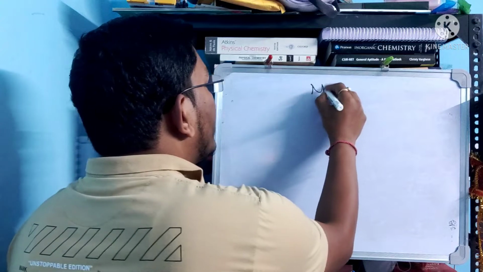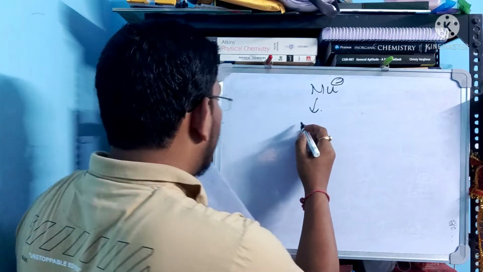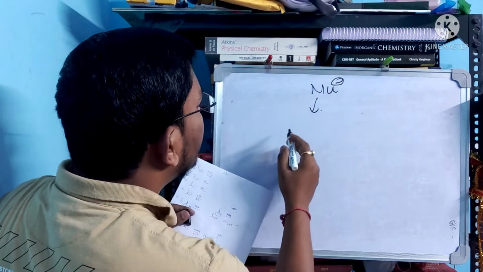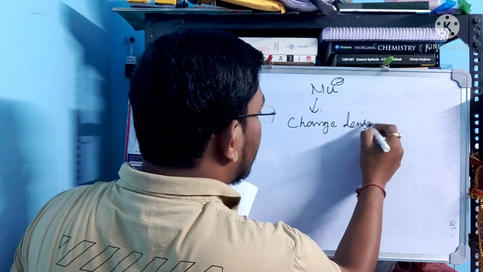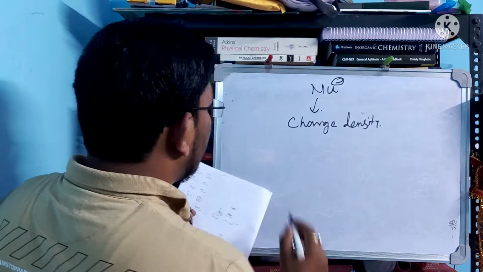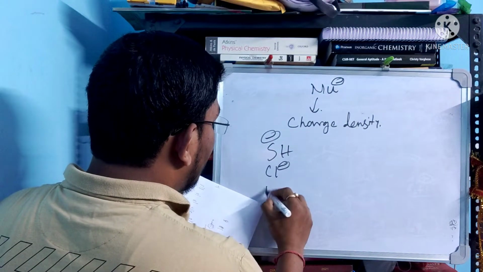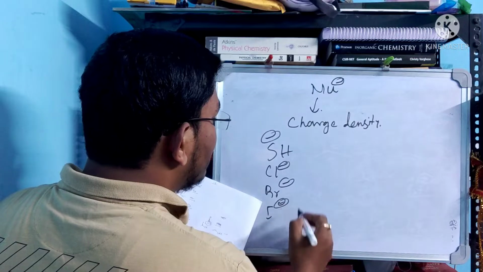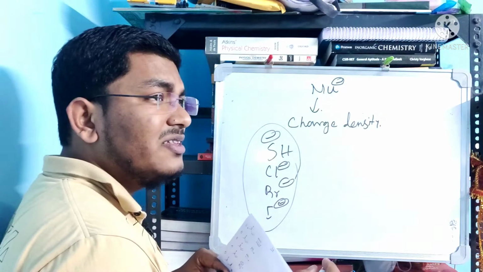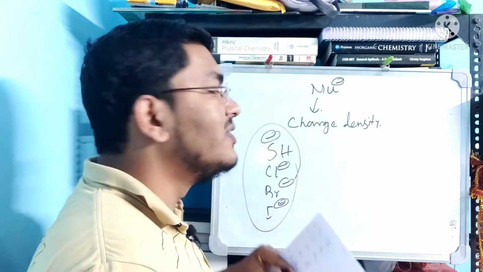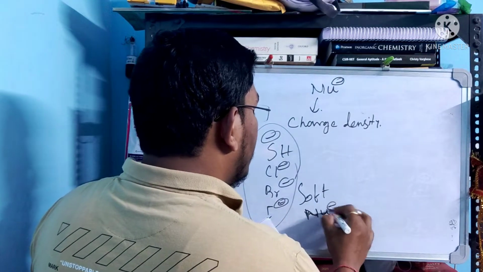Now, in case of nucleophiles, what is hard and what is soft? We can predict it with the charge density, or electron density. Like SH minus, sulfur is bigger in size; chloride, bromide, iodide are bigger in size. That means the charge by size ratio, that means charge density, is quite low, so it's a soft nucleophile.